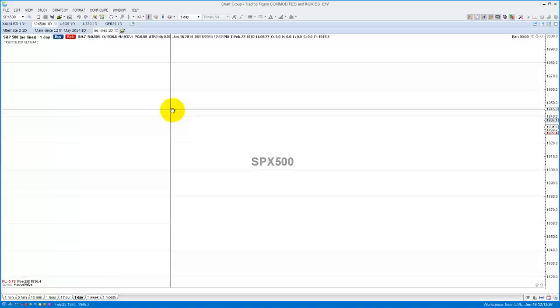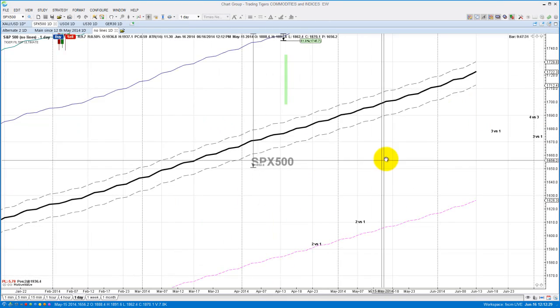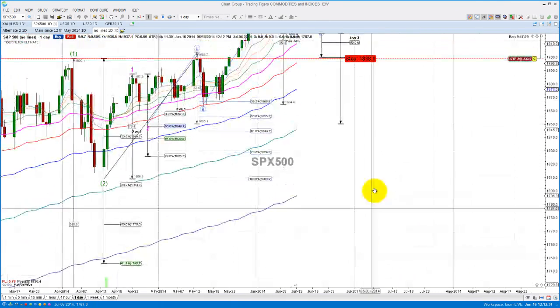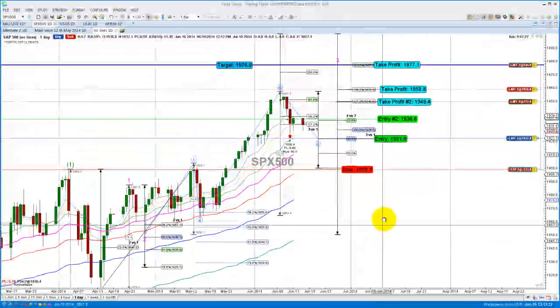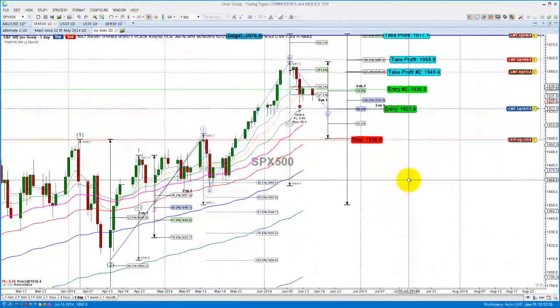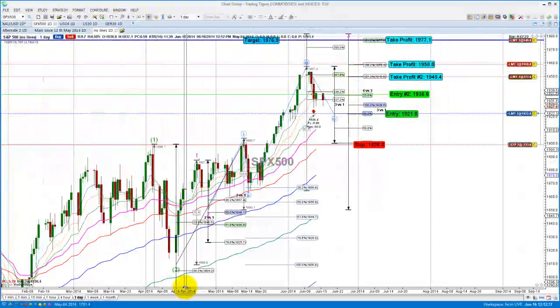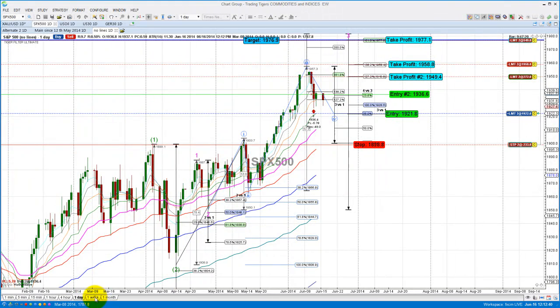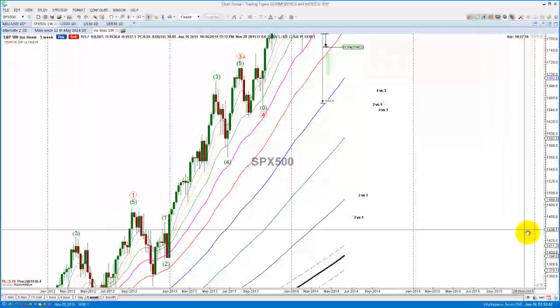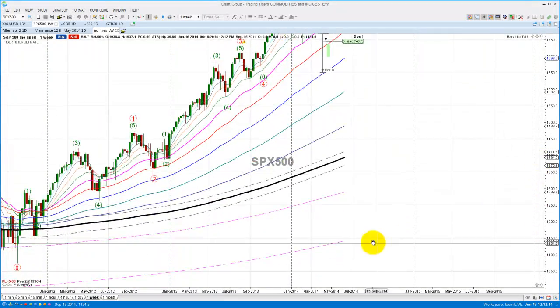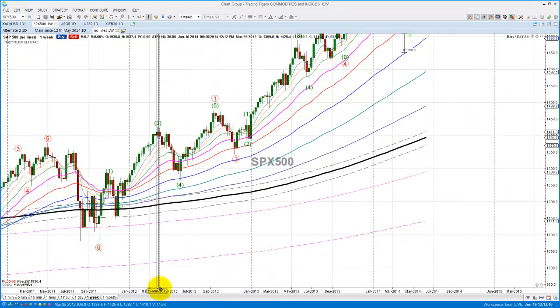Let's now move to the SPX500. SPX500, here we are right now. From the larger wave degree, I'll take it to the weekly so you can have a better understanding on how it looks.